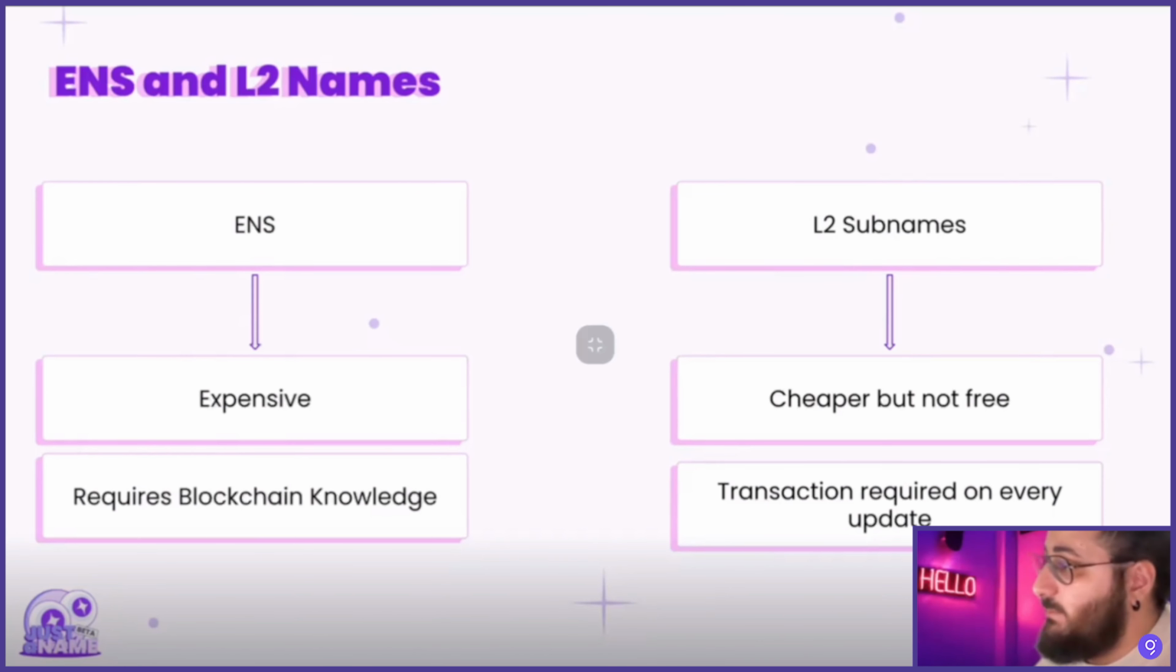Then we explored L2 subnames. They're definitely cheaper than ENS names, but they're not free. The cost is lower, but there's still a barrier to entry for newcomers. Also, every time you want to update your subname, you need to do a transaction. This means additional fees and complexity every time a change is made. So both these solutions, while useful, didn't fully cover our goal of making blockchain interactions simple and user-friendly for everyone. We needed a solution that was not only cost-effective, but also easy to use without requiring previous blockchain knowledge or frequent transactions.